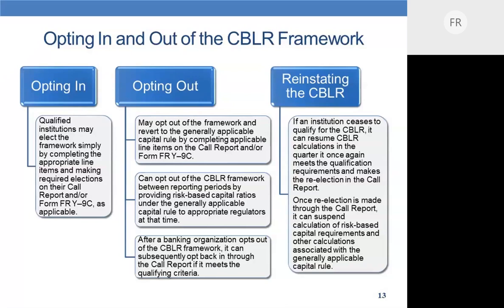Between reporting periods, institutions can also opt out of the CBLR framework by providing risk-based capital ratios under the generally applicable capital rule to their appropriate regulators at the time. After a banking organization opts out of the CBLR framework, it can subsequently opt back in through the call report if it meets the qualifying criteria. Once re-election is made through the call report, the institution can suspend calculation of risk-based capital requirements and other calculations associated with the general applicable capital rule.